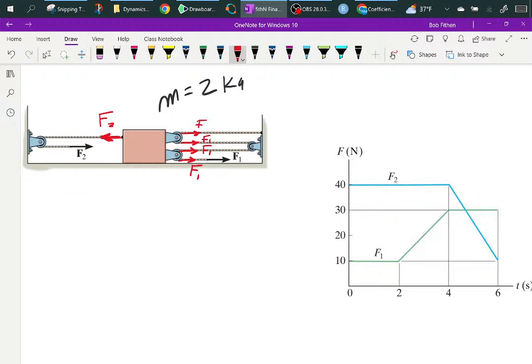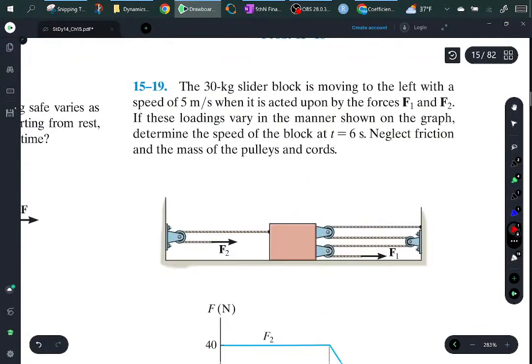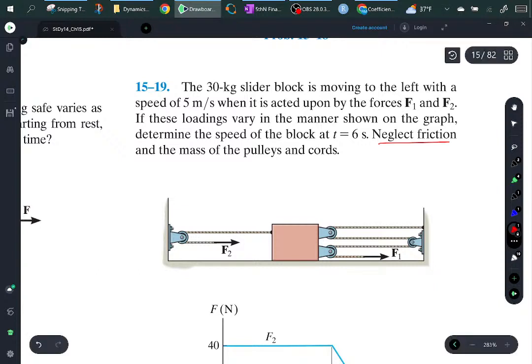And it is true, you've got a normal force and a weight. I don't think there was any friction, but I better check. Did you say there was any friction? That's for the speed if I attach this as... okay, neglect friction, okay, in the mass, the pulleys and cords.